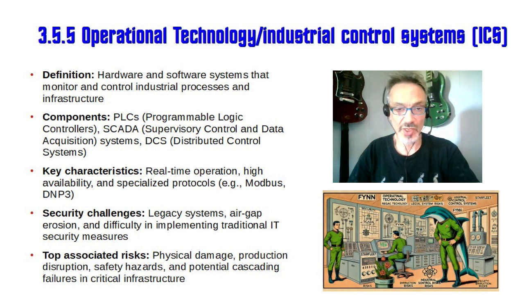Top risks associated: well, I would focus on understanding physical damage potential, production disruption impacts, safety hazards, and cascading failures in critical infrastructure. It's important to note how OT/ICS security relates to other areas we've focused on, and these systems interact with traditional IT networks, bridging the gap between cybersecurity and the physical world. The CISSP exam frequently presents scenarios that require you to consider these relationships and how vulnerabilities in one area can affect others.